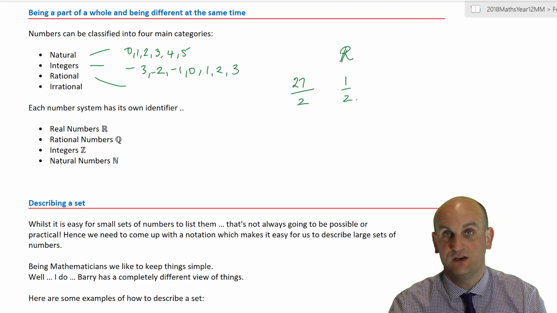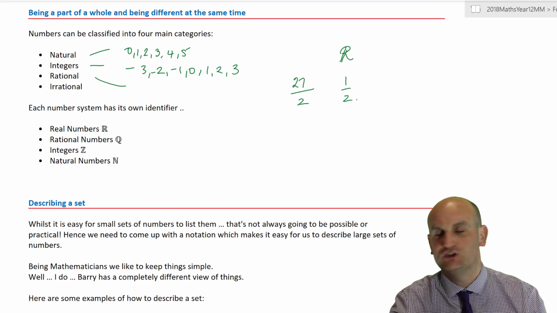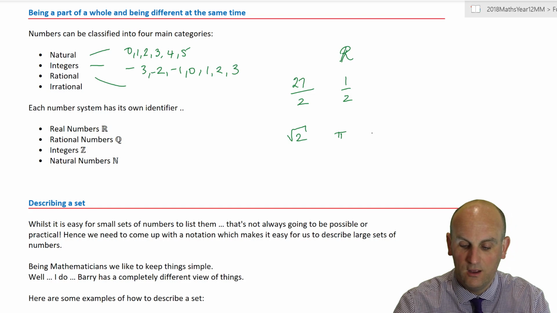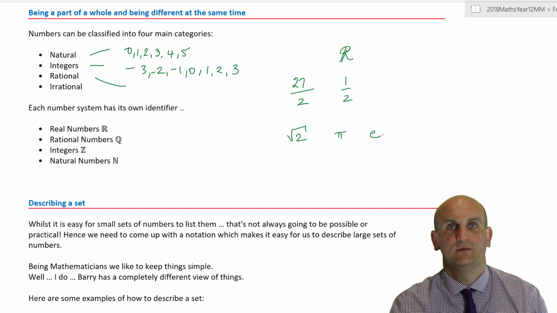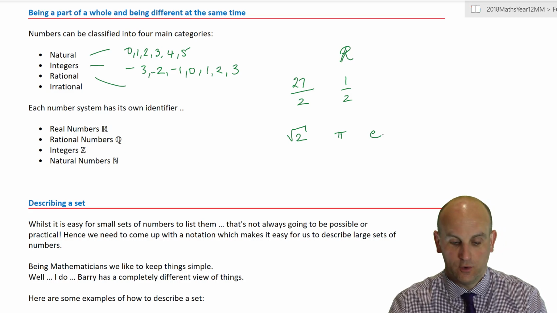A half is a rational number. And then we get irrational numbers. Irrational numbers are numbers that just aren't rational. So an irrational number would be the square root of 2, for example, or pi, or e. Any of those numbers which can't be written as a fraction. They are what we call irrational numbers.